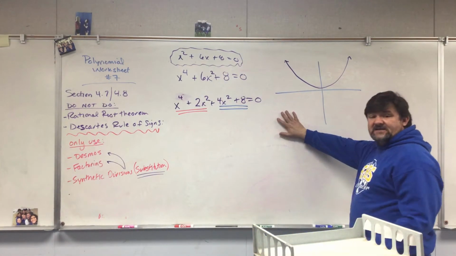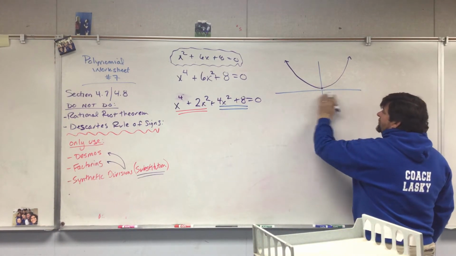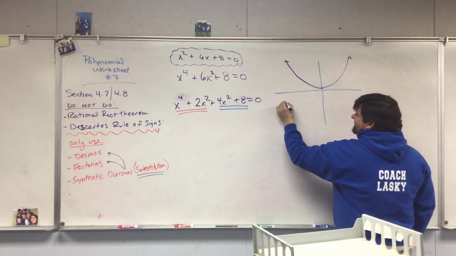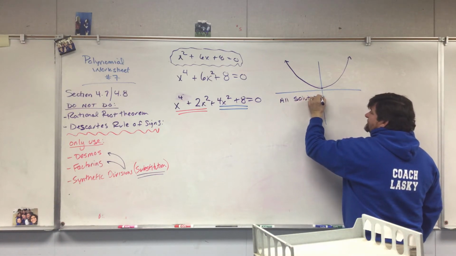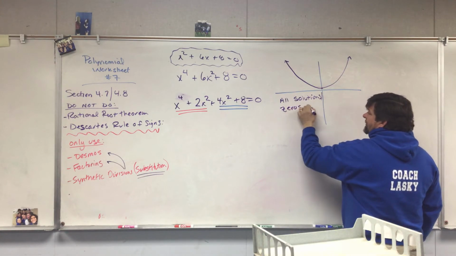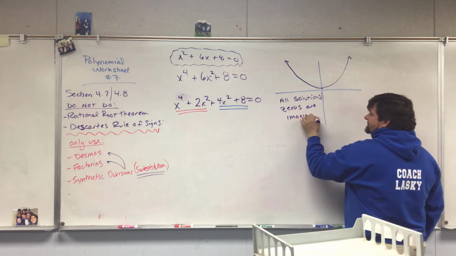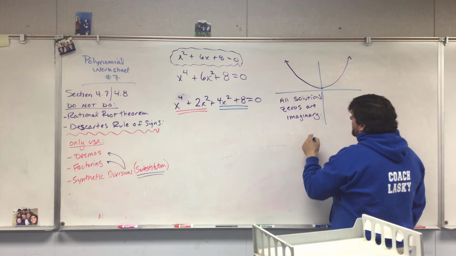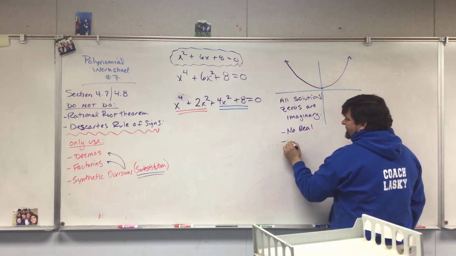So if you plug it into Desmos like it says for you guys to do, you get a graph that looks like this that doesn't cross the x-axis. That means that all solutions or zeros are imaginary. So you're going to get that little i in your answer. So when you graph it, you're going to be like, okay, there's no real ones, there's only imaginary.